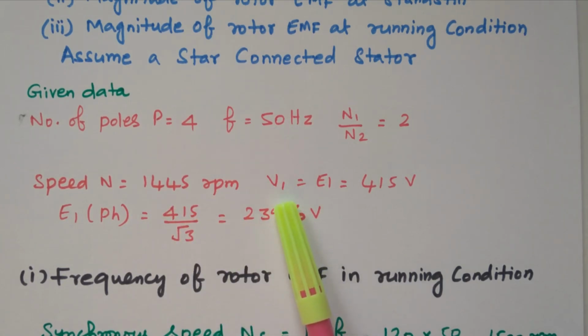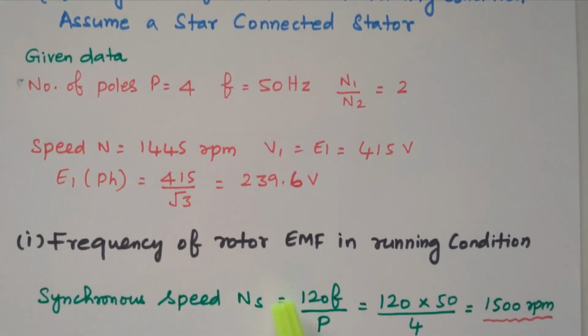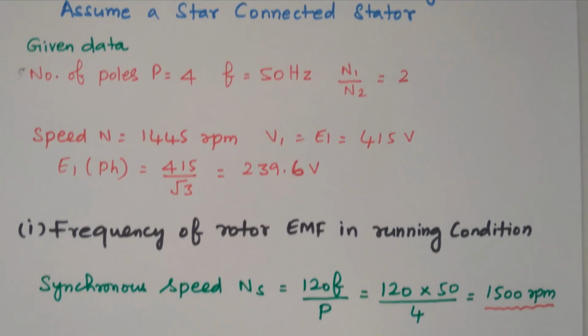The voltage given, V1, represents the stator, V1 equal to E1 equal to 415 volts. To find the E1 per phase, it is 415 divided by root 3, which is 239.6 volts. Right, it's a line voltage, and this one is the phase voltage. First we need to find the frequency of the rotor EMF in running condition. There are two conditions available, running condition and starting condition, standstill.